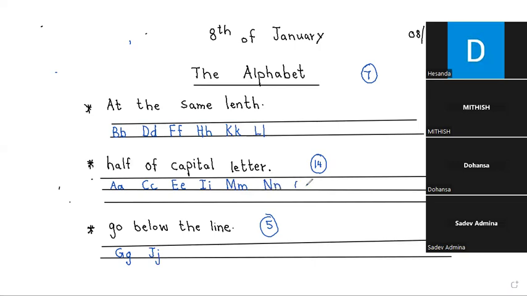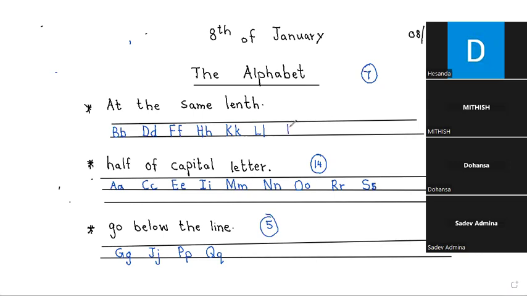O, right? Letter P goes down. Simple P goes below the ruling. Right? Then letter Q also, simple Q goes down. It goes below the ruling like that. Then R, capital R, simple R, right? Half of the capital R. Then S, also the same, half of the capital S.